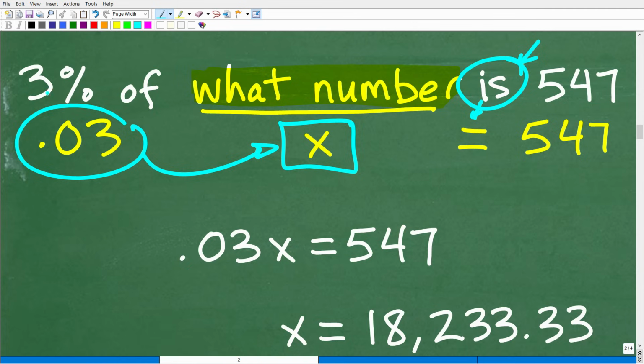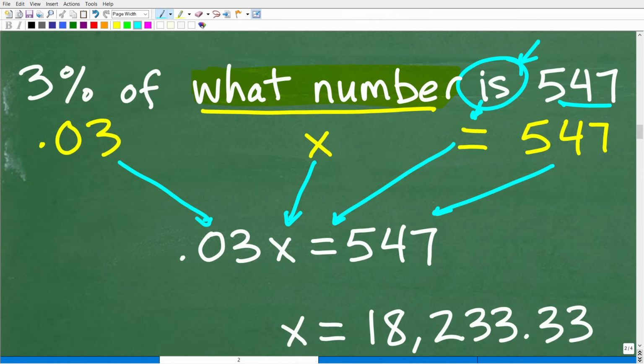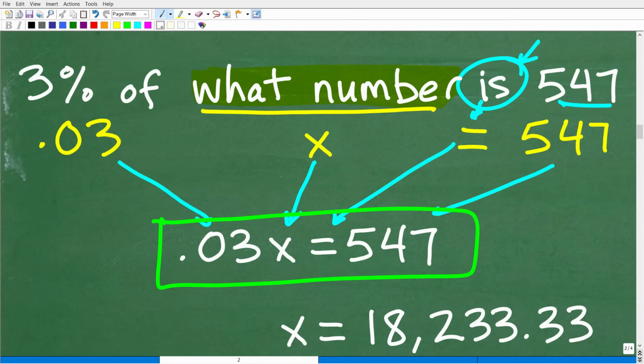So 3%, of course, we're going to remember to find a percent of a number, you're going to write this as a decimal. That's going to be 0.03. And then we're going to multiply it by this mystery number, which is x, is equal to 547. So what we have here is just a basic algebraic equation, right? So 0.03 times this mystery number x is equal to 547. So now all we need to do is solve this basic algebra equation. 0.03x is equal to 547.